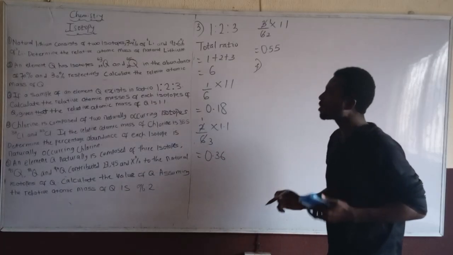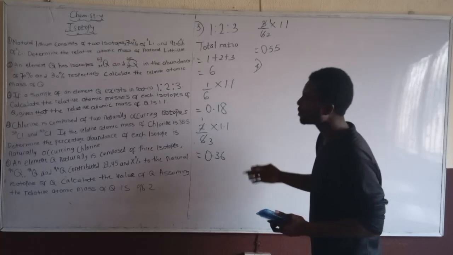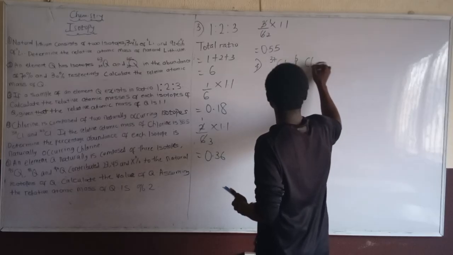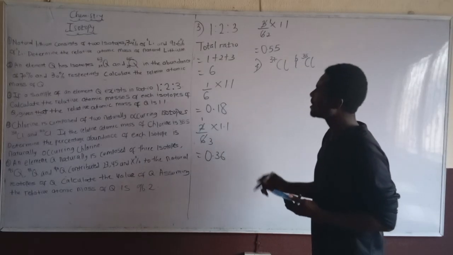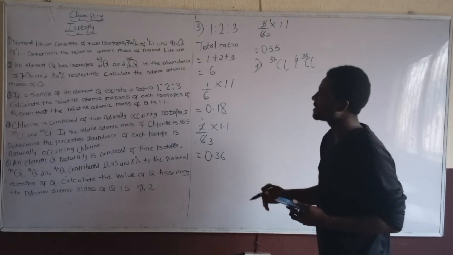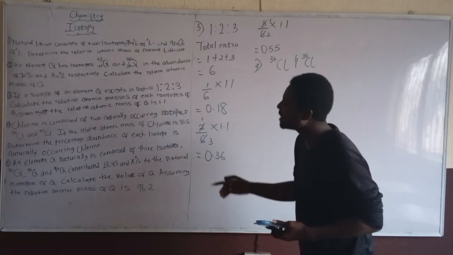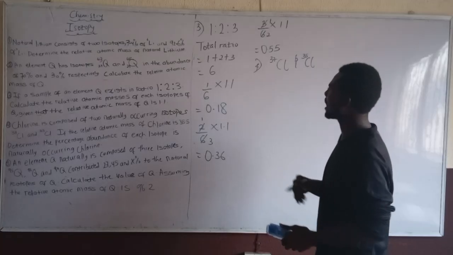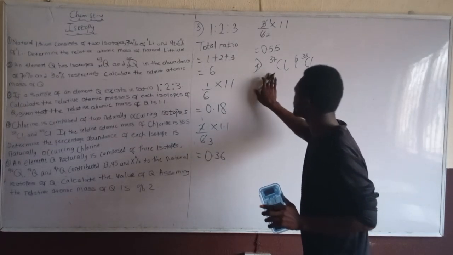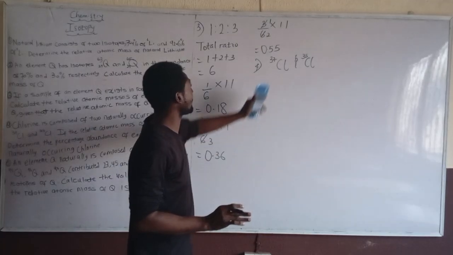Number 4 says chlorine is composed of 2 naturally occurring isotopes, which are chlorine 37 and chlorine 35. If the relative atomic mass of chlorine is 35.5, determine the percentage abundance of each isotope in naturally occurring chlorine. Now, we're looking for the percentage abundance. Don't forget, there is a percentage divided by 100 multiplied by the what? Relative atomic mass, and by the mass number.